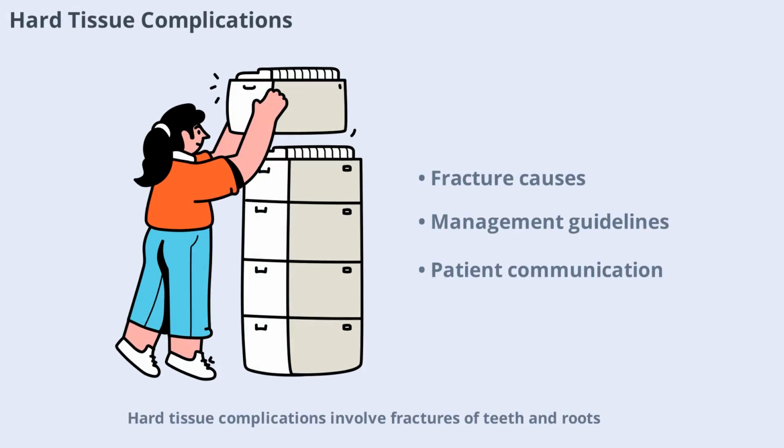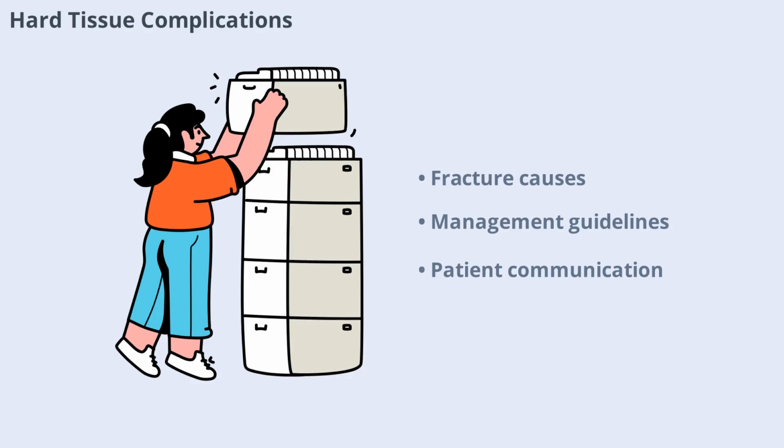Hard tissue complications involve fractures of teeth and roots, displacement into spaces or sinuses, and swallowing or aspiration of teeth. These issues often arise from inappropriate or excessive force, abnormal root morphology, or lack of prior elevation. Management guidelines emphasize removing all roots unless hazardous, considering tooth vitality, root length, infection status, and patient cooperation. Informing the patient and documenting retained fragments is essential.